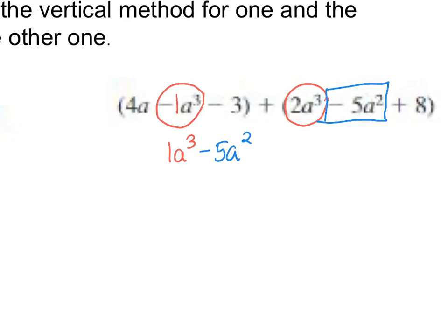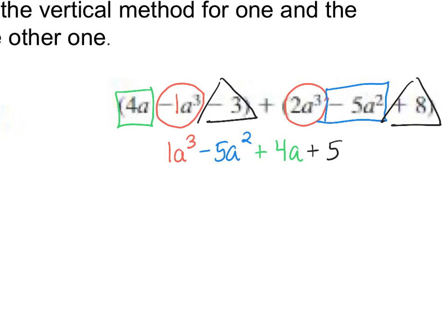Now I'll go to a new color. I do not see any more like terms for a, so I will say plus 4a. And now I do see some like terms. I see a negative 3 and a positive 8, which gives me a positive 5. There are no like terms. This goes in descending order.